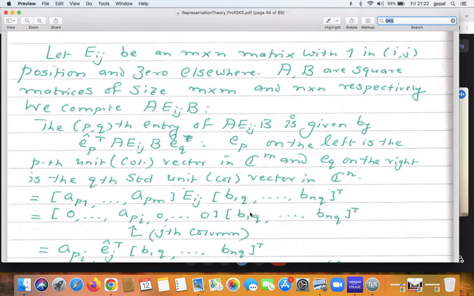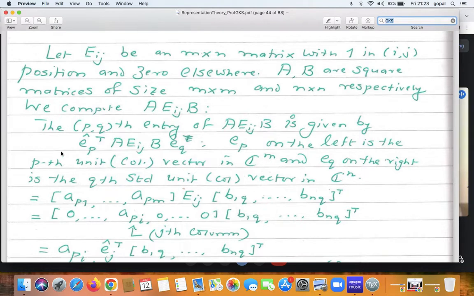So let E_ij be an M cross N matrix, a rectangular matrix, mind you, with 1 in the ij-th position and 0 elsewhere. A and B are square matrices of sizes M cross M and N cross N, so that A E_ij B is meaningful. What is the pq-th entry of A E_ij B? The pq-th entry of any matrix is e_p transpose times the matrix times e_q. Remember that these unit vectors are column vectors.